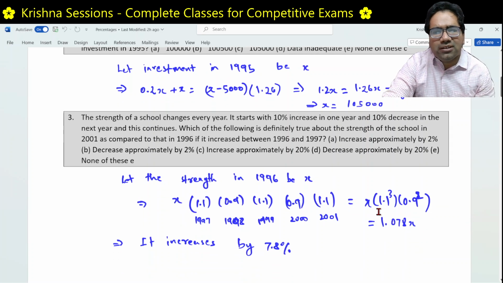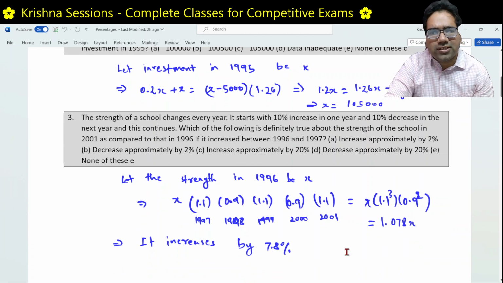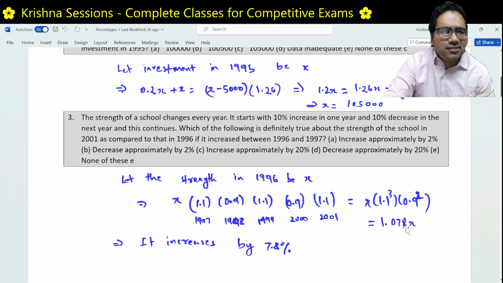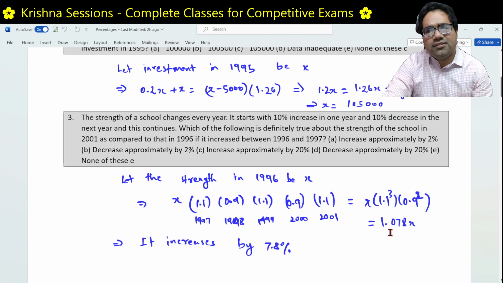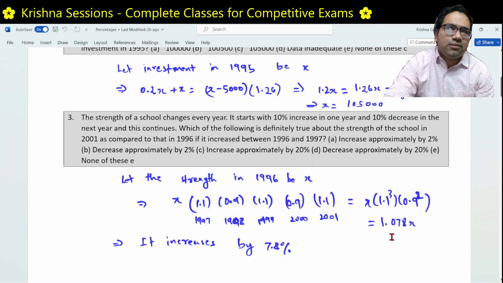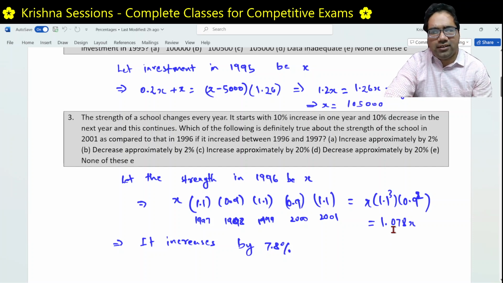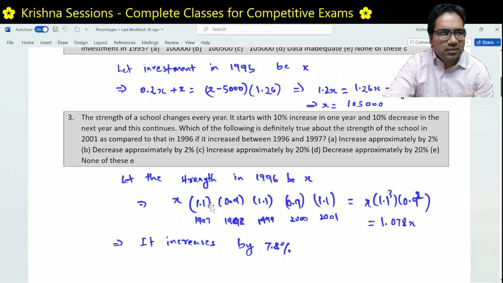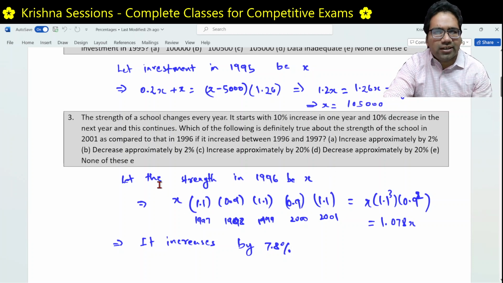Right. What does that mean? X has become 1.078x. What does that mean? The 0.078 fraction is the growth, is the increase. If I have to convert that into percent, what will you do? We'll multiply by 100. That means 7.8% is the growth. Right? Understood, guys? This is an easy problem. We just should be careful. We should be able to write this equation correctly.